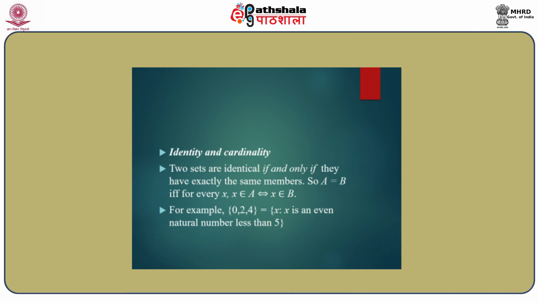Identity and cardinality. Two sets are identical if and only if they have exactly the same members. So A equals B if and only if for every x, x belongs to A if and only if x belongs to B. For example, the set described in list notation as 0, 2, 4 is the same as the set of all x's such that x is an even natural number less than 5.